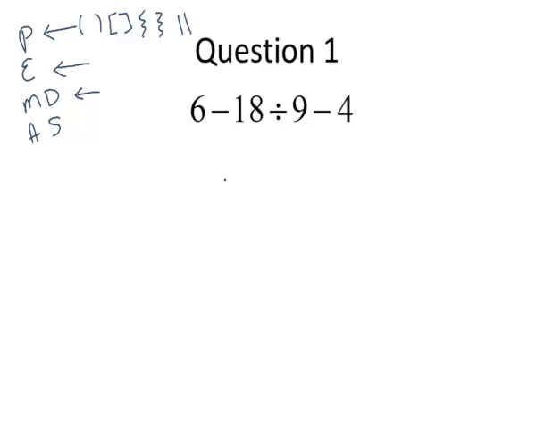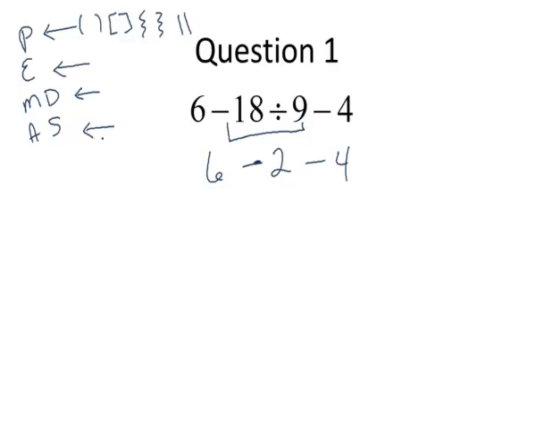In this question, there is no multiplication, so we're going to do the division. Negative 18 divided by 9. You guys help me out. What's negative 18 divided by 9? Don't forget the sign. Negative 2. And then we're going to carry down everything we haven't used. So now we have 6 minus 2 minus 4, and we're down to the last step, which is addition, subtraction.